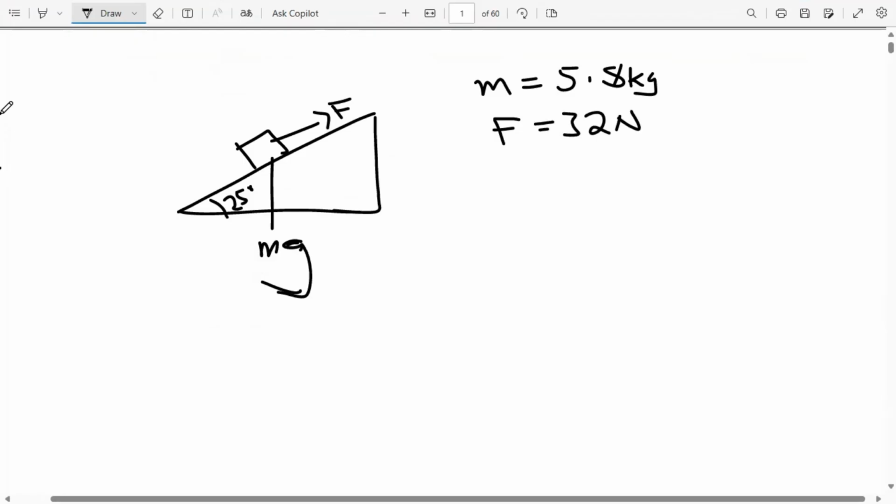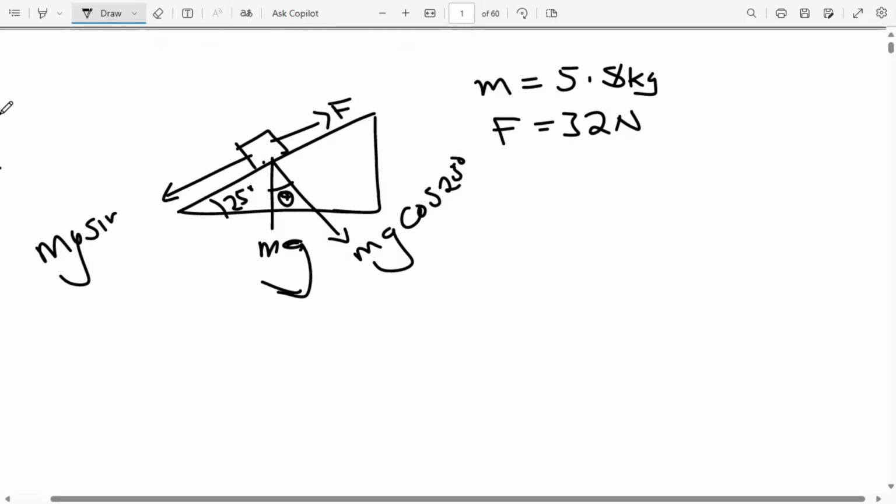Okay, since this is an inclined plane, first things first, we're supposed to resolve the forces acting on this incline. We're going to have the y component, which is adjacent to the theta, so I'm going to say this is mg cos 25 degrees. And we have another component, away from the theta, which is mg sin 25 degrees. Then we also have a normal force there, which is Fn.